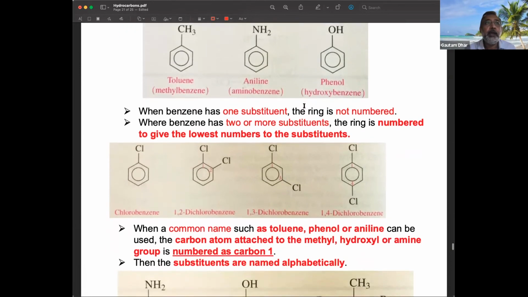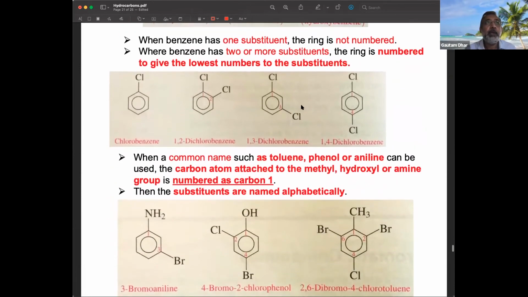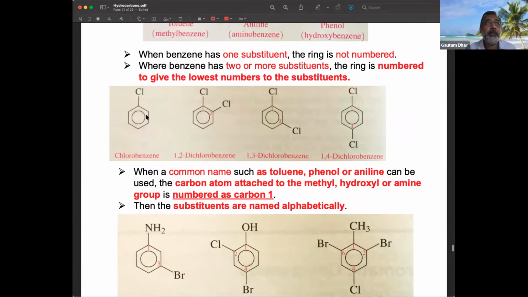For others, if you have one substitution, like any ring compound, you do not need any number because all these carbon atoms are equivalent. But if there are two substitutions, then you need numbers, and you can see why. If I go clockwise, it will have a different number than if I go anti-clockwise. So you have to go in the direction that gives the substitutions the least number.